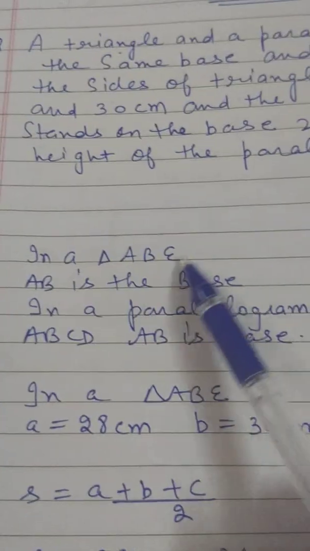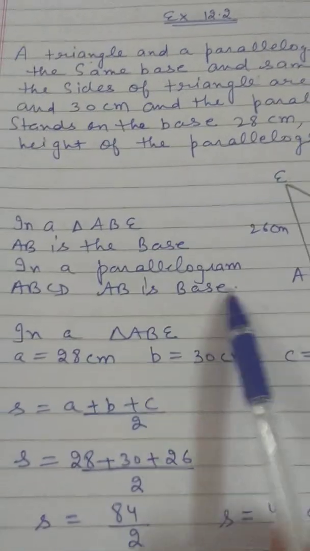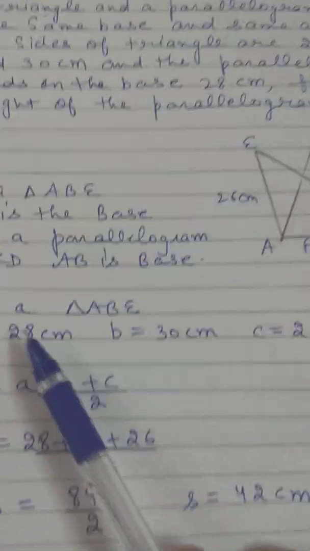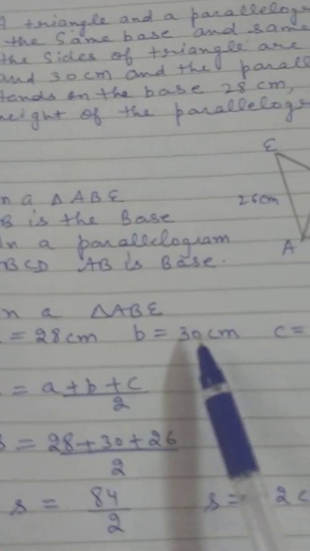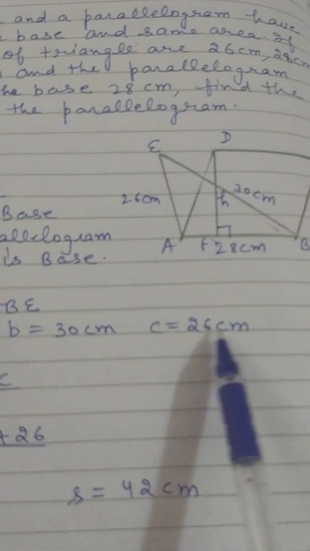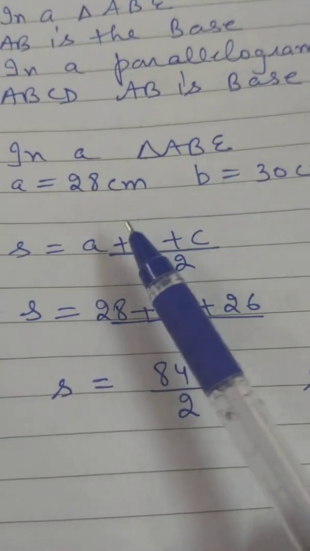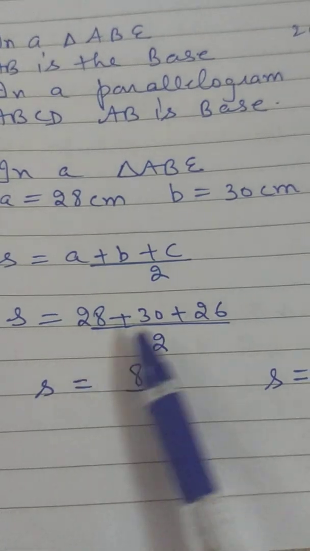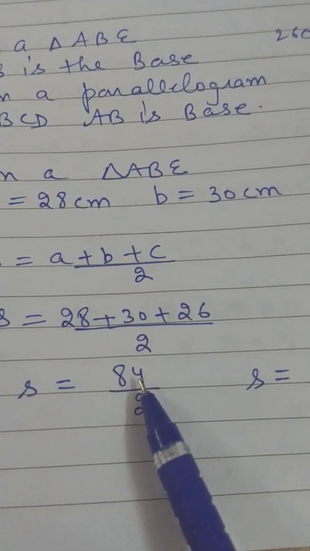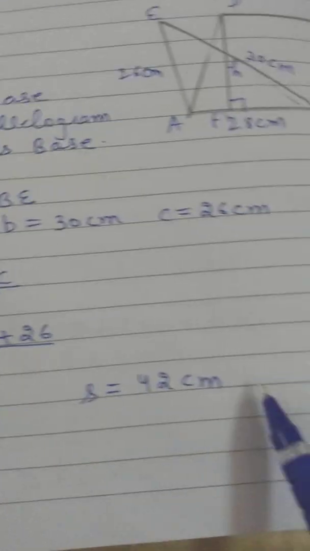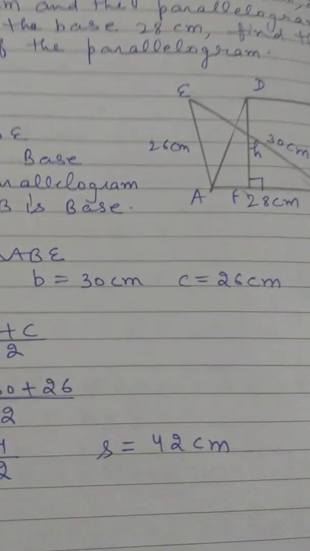Now, in triangle ABE, AB is the base. In parallelogram ABCD, AB is the base. In triangle ABE, let a equal to 28 cm, b equal to 30 cm, c equal to 26 cm. Now s equal to (a plus b plus c) upon 2, (28 plus 30 plus 26) by 2, 84 by 2. 84 divided by 2, we get 42 cm. s equal to 42 cm, that is the semi-perimeter.